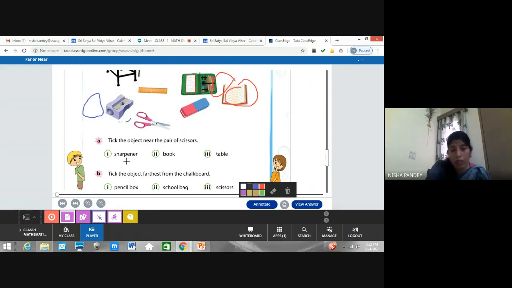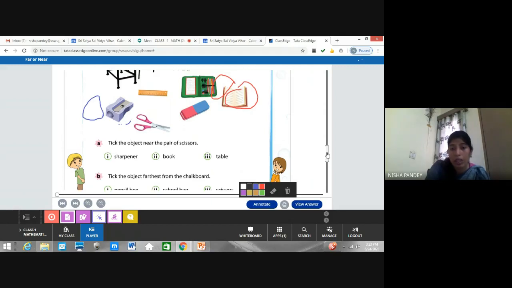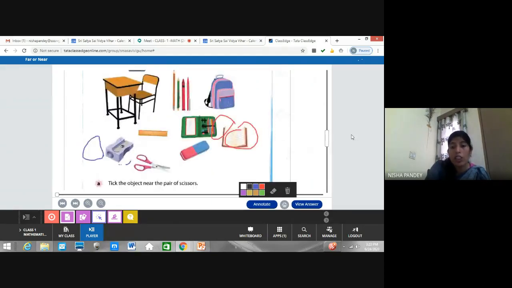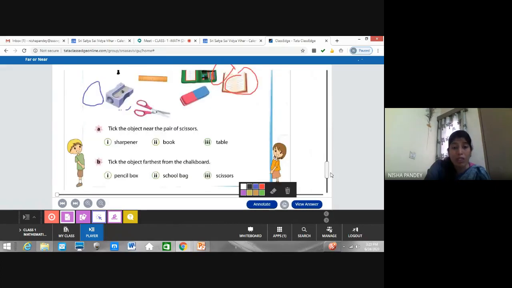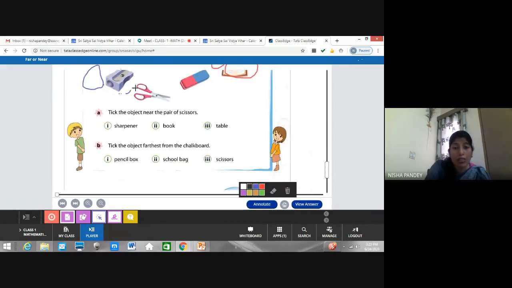We have three options here down. Sharpener, book, table. So this is sharpener, this is a notebook, and where is table? Let's see in the picture. Here it is a table. But which object is near to the pair of scissors? So of course, yes, your answer is correct. This sharpener is near the pair of scissors. So what will we tick? We will tick sharpener like this. Yes? Okay.